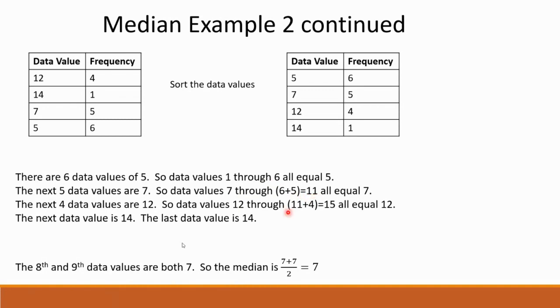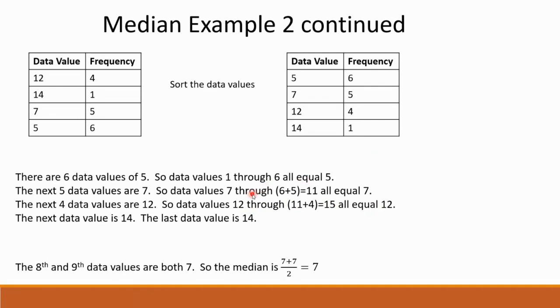We actually could stop here because we're looking for the median, but for practice, I want to keep going. The next 4 data values are 12. So what are the next 4? The 12th one, the 13th, the 14th, and the 15th. Or you could think of it as going from 12 through 11 plus 4, which is 15. They all equal 12. And then, of course, the last data value is 14.